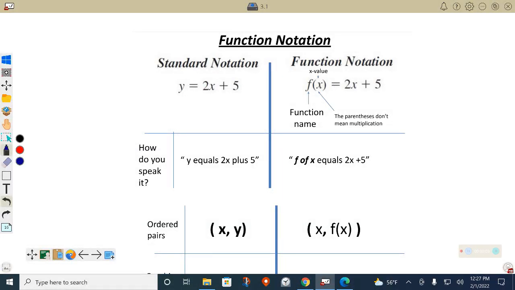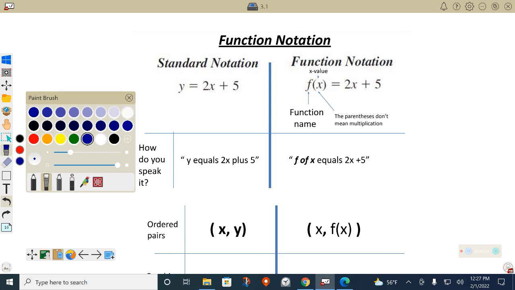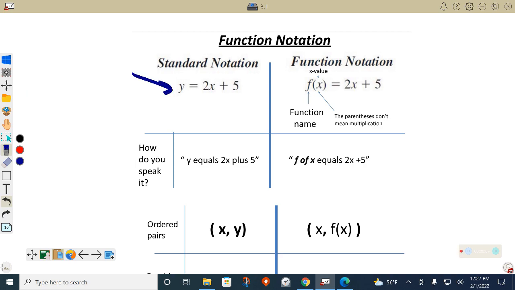Like I said, you guys are in the big leagues now. In Math 1 days, you had standard notation, y equals 2x plus 5. Now, we're dealing with that. f is the function name. x is the x value, the input value. Notice the parentheses, put a star there on yours.